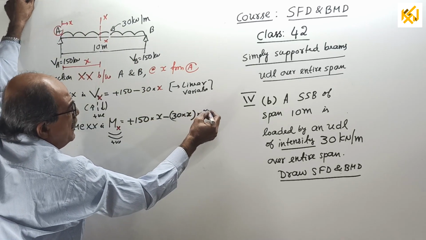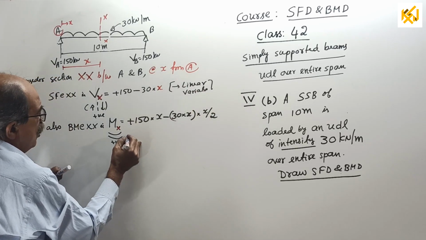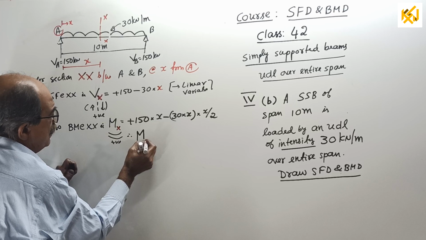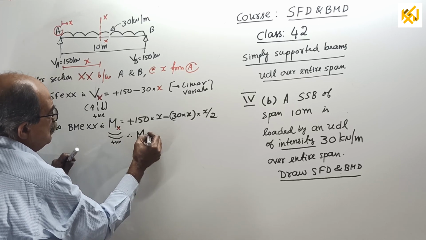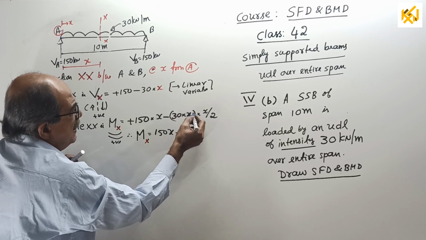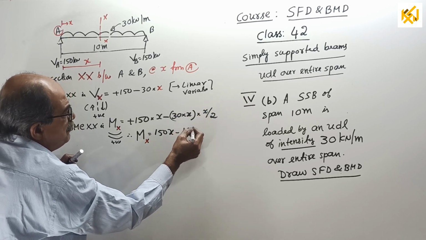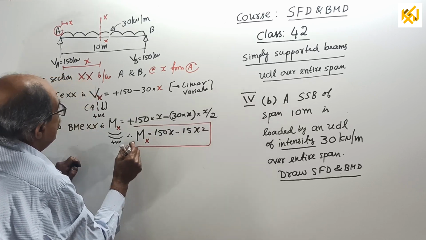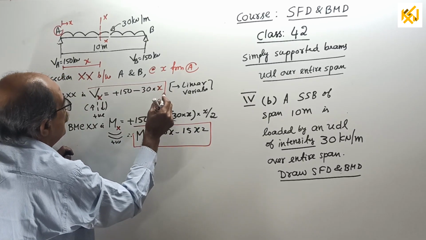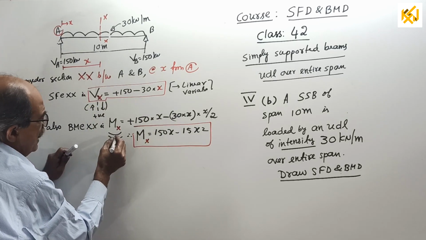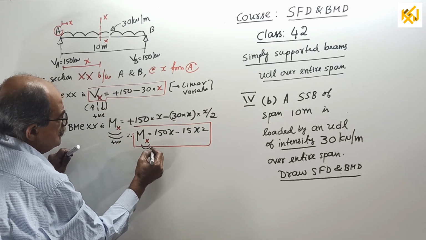Already told so many times earlier, x by 2, or if you simplify, you will get, or if you write once again if you want, Mx will be equal to 150x minus 30x square by 2, which will be 15x square. Okay, I'll round off this one. I'll round off this also. These are the expressions for SF and BM with sign convention. I wrote here sagging positive.